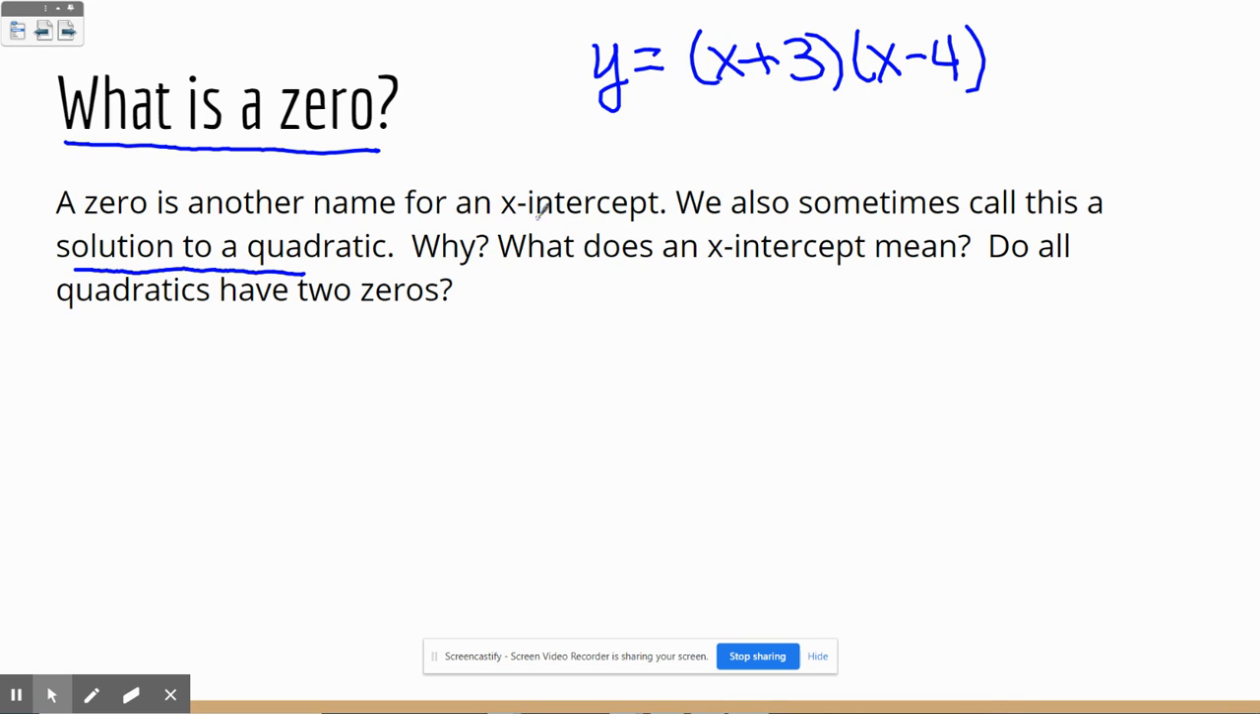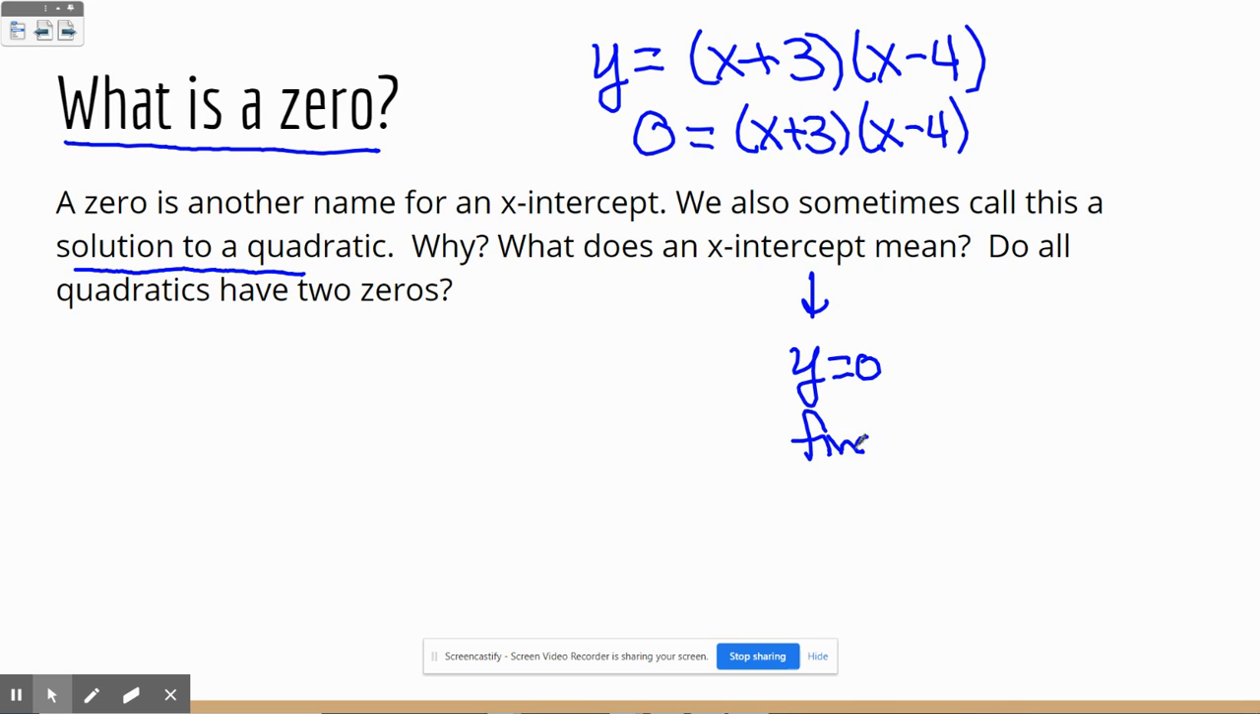A 0 is another name for an x-intercept. We sometimes call it a solution because if you say 0 equals x plus 3 and x minus 4, we're going to solve it for x. So we call it a solution because it's the answer or the solution when y equals 0. What does an x-intercept mean? It means that y equals 0, find x.